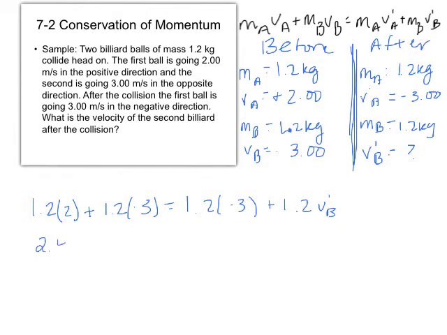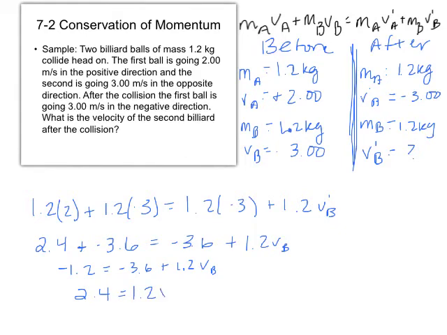So you'll have 2.4 plus negative 3.6 equals negative 3.6 plus 1.2 VB. This is going to become negative 1.2 equals negative 3.6 plus 1.2 VB. Then that simplifies even more to 2.4 equals 1.2 VB. And then if we divide both sides by 1.2, you get that VB is equal to positive 2.0 meters per second.